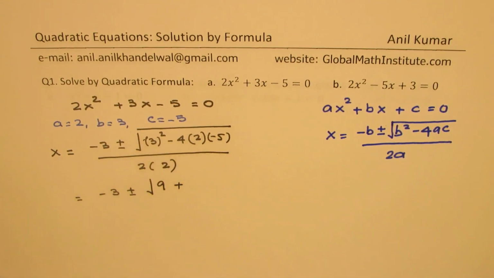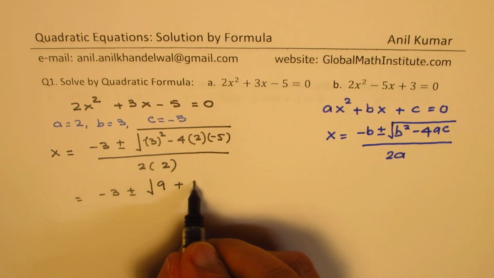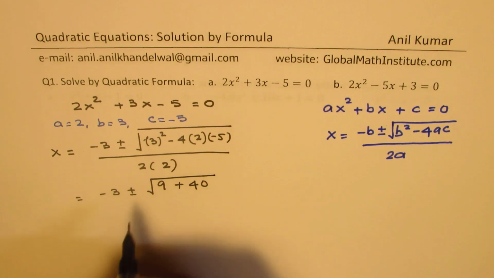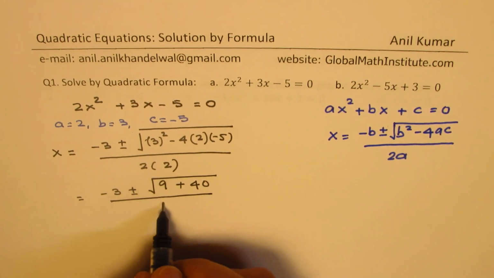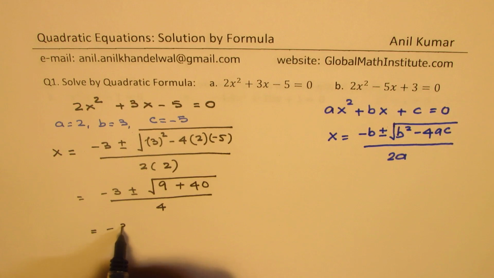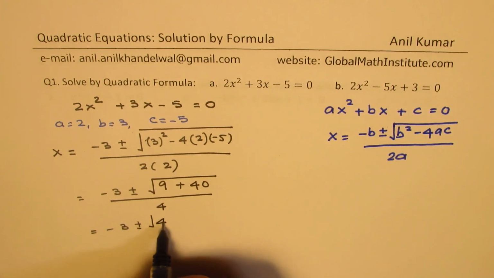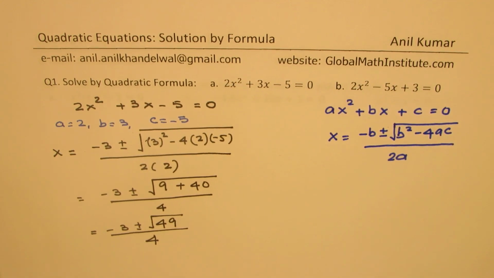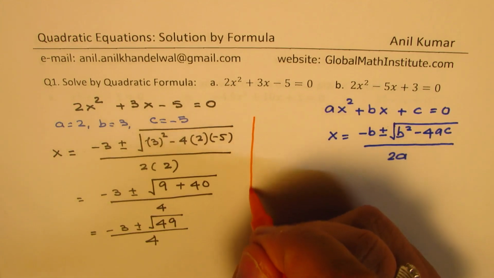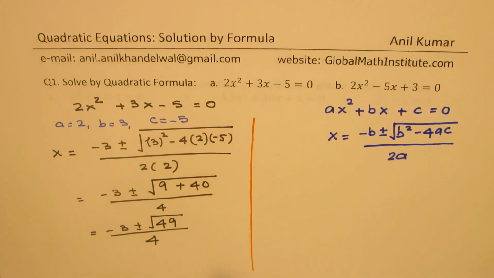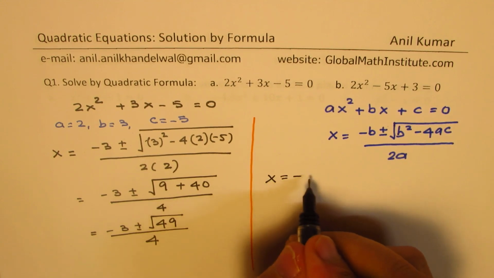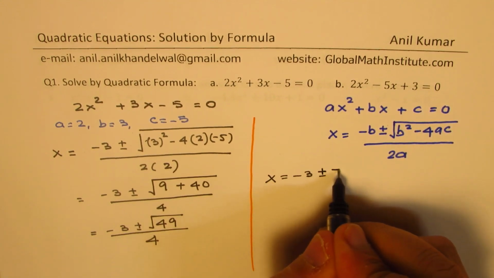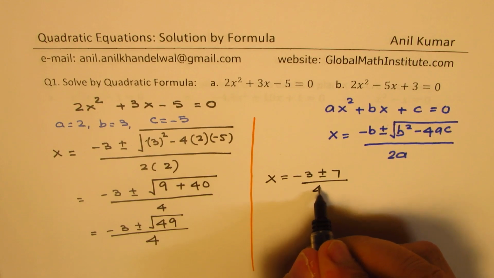Now that minus and minus becomes plus. So we have 4 times 5, 20 and 2, 40, divided by 2 times 2, which is 4, and that is minus 3 plus minus square root of 49 over 4. Now square root of 49 is 7, right? So we have the value of x as minus 3 plus minus 7 over 4.